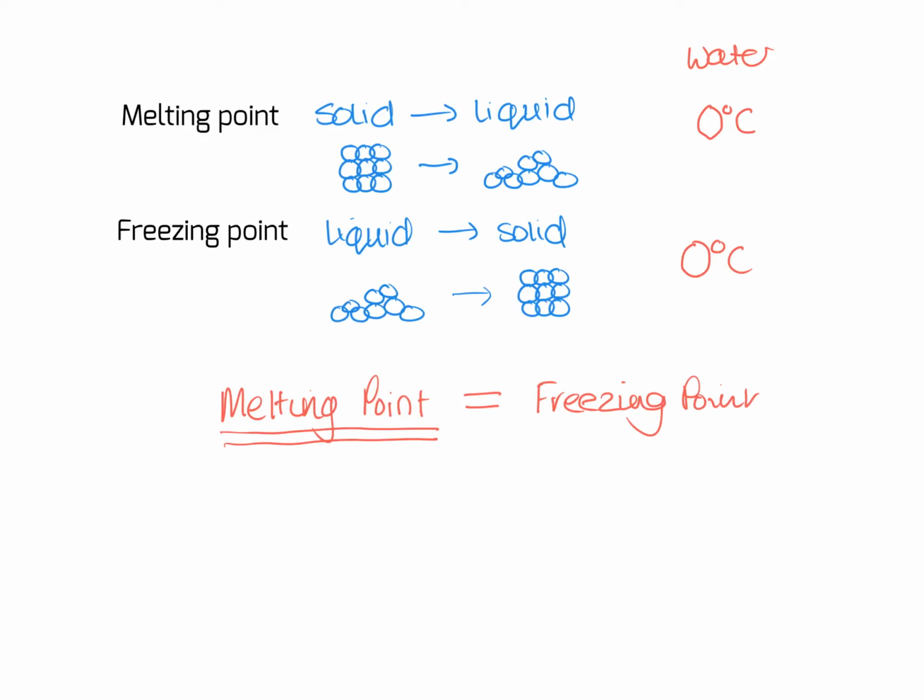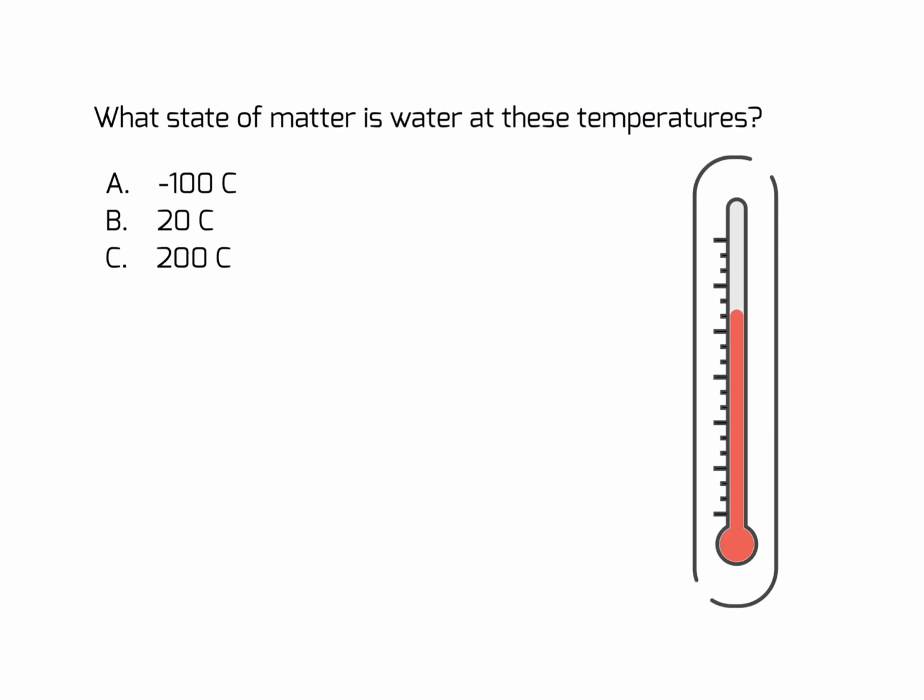Okay, so let's have a look at some examples where we're looking for which state things are in at different temperatures. Okay, so let's start with water because it's one that we know. Let's just put our degree symbols in because I haven't got a degree symbol. There we go, degrees. So question says, what state of matter, so that means solid, liquid or gas, is water at these temperatures, -100, 20 and 200 degrees Celsius.